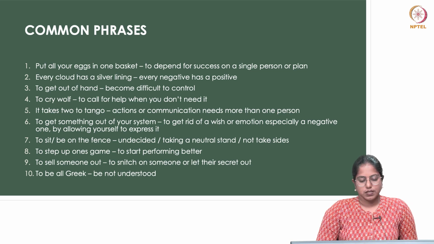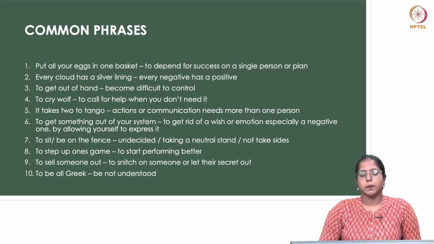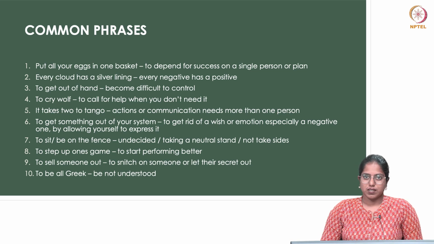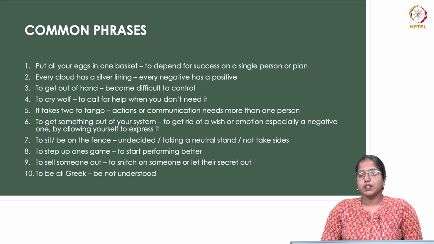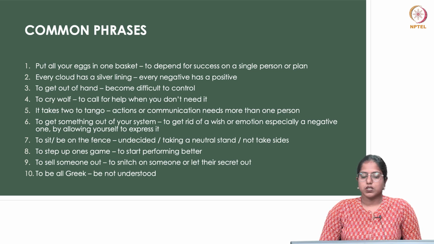The final phrase is to be all Greek, meaning be not understood. If you don't understand anything, then you say it's all Greek. I tried reading that science journal, but it was all Greek to me. So, someone has tried reading a science journal and he didn't understand a thing. So, he says it was all Greek to me. So, instead of saying I did not understand anything, a better phrase would be it was all Greek.